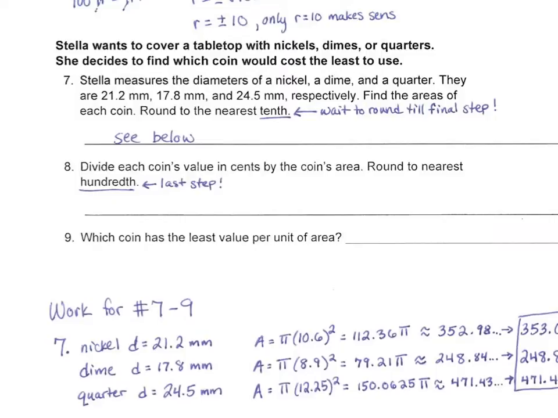Notice what we're given are the diameters of the coins in number 7, and the first step we want to do is to find the area of each coin. Notice it says we're rounding to the nearest tenth, but I would caution you when you're using pi values to wait to round until you get to the very final step. So look below here for the work that I've done.